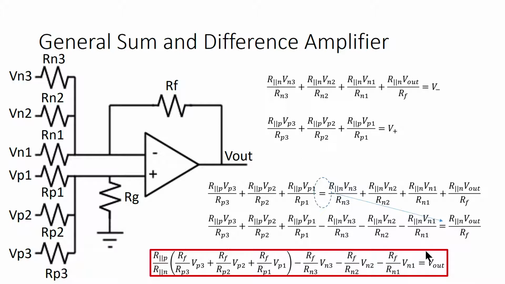This leaves an R parallel P over R parallel n coefficient in front of each of our VP terms, so I've factored that out to make the whole thing easier to remember. Each input voltage is individually weighted by Rf over the source resistance, and all of the VP terms have an additional gain of R parallel P over R parallel n.